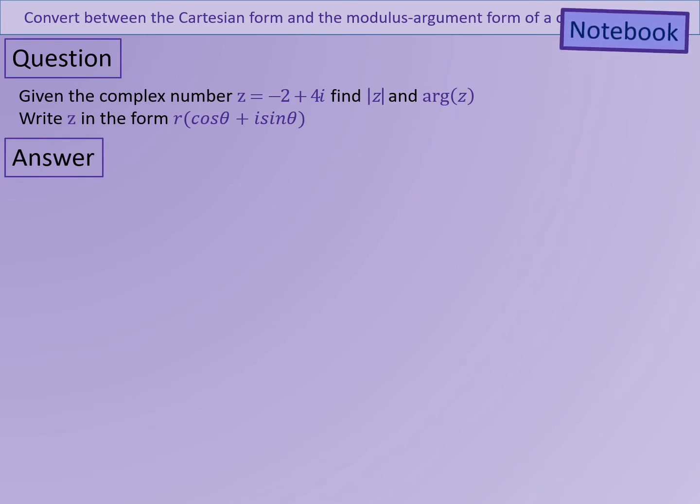So, first of all, the modulus can be found fairly easily because we know that the formula is just a squared plus b squared all square rooted. So to find the modulus of z, we could just do 2 squared plus 4 squared square rooted. We don't need to worry too much about the negative in negative 2 because when you square a negative number it becomes positive anyway. So if you simplify that, that becomes 2 root 5.